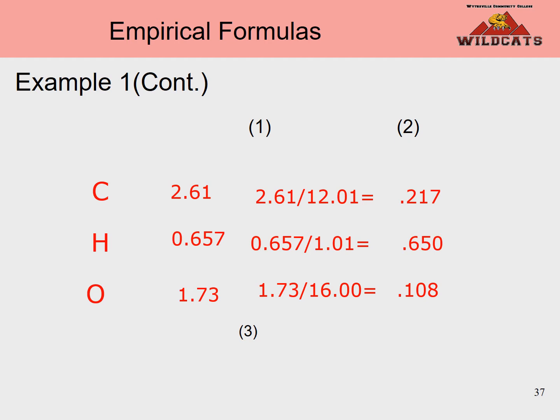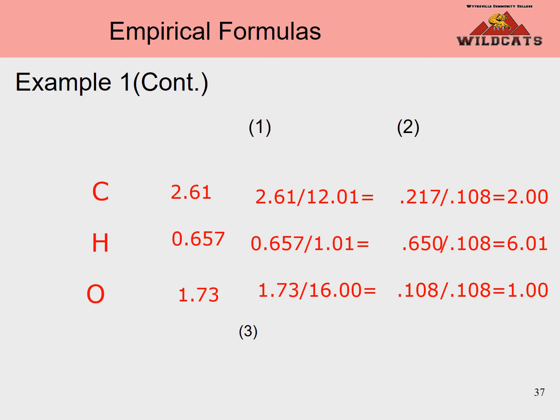Well, in order to get a whole number, you've got to put a big number over a small number, not a small number over a big number. So I'm going to find the smallest and divide it into the rest. For carbon, 0.217 divided by 0.108 becomes 2. The hydrogen, 0.650 divided by 0.108 becomes 6.01. And 0.108 divided by 0.108, because it was the smallest, becomes 1.